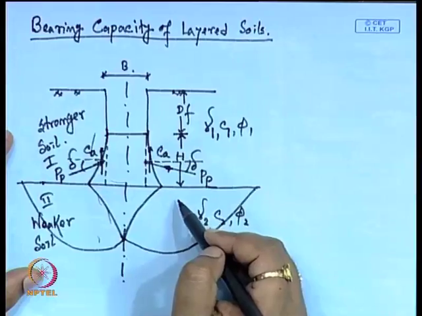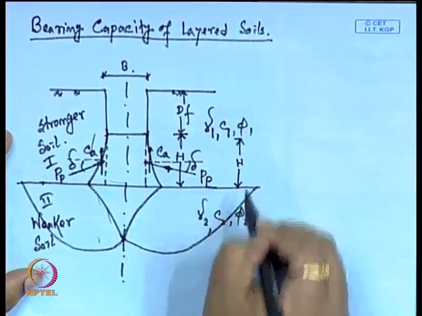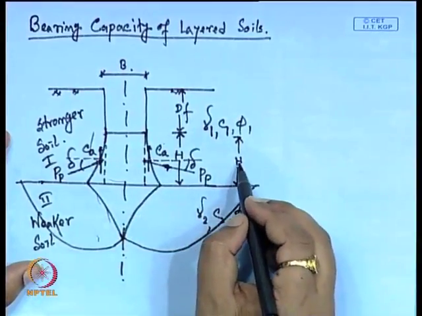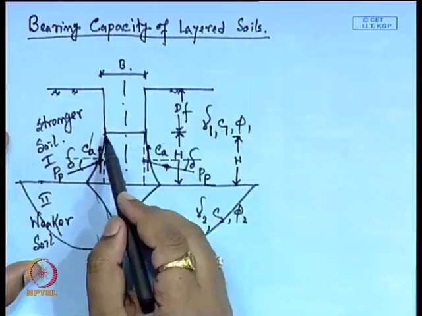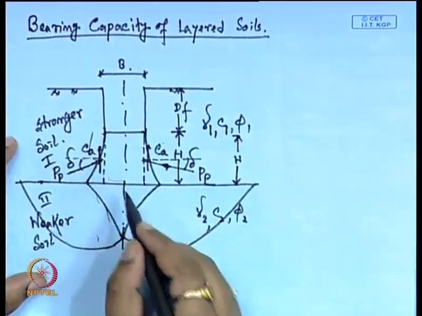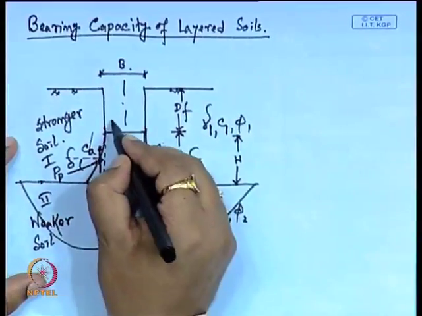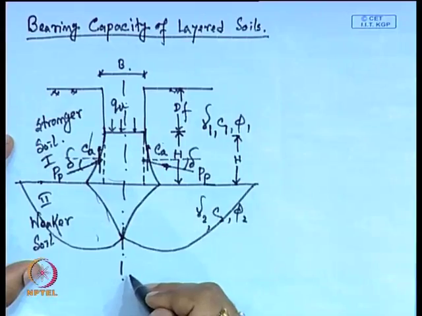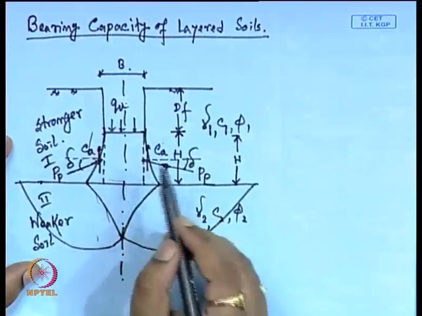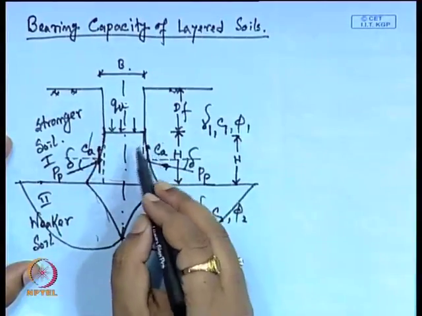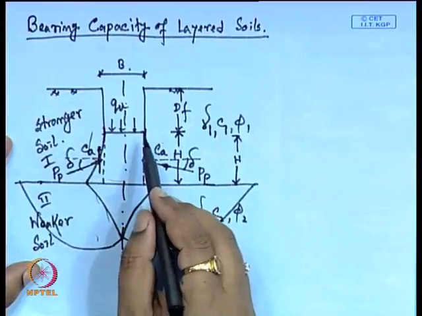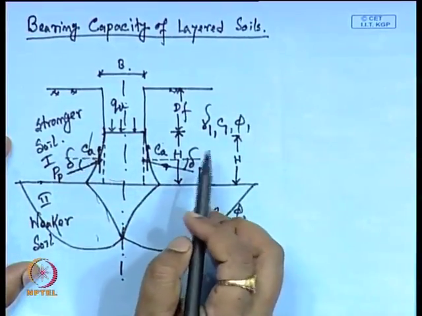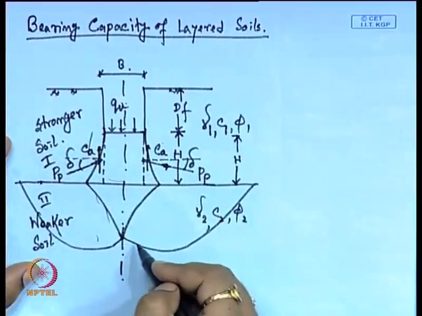Another thing: if this h value, which is the depth of this layer from the base of the footing, is relatively small, then you will get this type of failure surface. Now, if the distance is relatively large, then most of the failure surface will be in the stronger layer. The effect of the loading intensity or the footing load, suppose this is the footing load, Q ultimate, will not go to the second layer or the weaker soil layer. So, most of the failure surface will be located in the stronger layer. In that case, the general shear failure expression for homogeneous or single layer soil we can use to determine the bearing capacity of the soil. Now, if it is relatively small, then we will go for this approach.